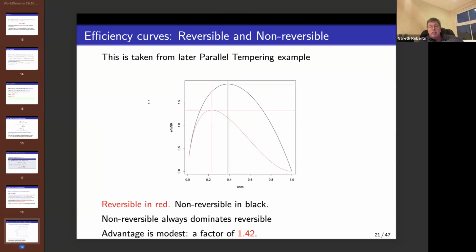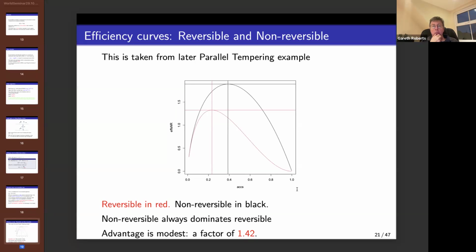And these are the curves that you get. If you look at these asymptotic efficiency curves as a function of acceptance probability, this is what they look like. The red curve you see here is the reversible case, maximized at 0.234. And the black curve is the non-reversible one, which is now maximized at 0.38. The ratio between these maximized values is about 1.42. So the advantage is always there, but it's a little bit more modest than we might be hoping for.